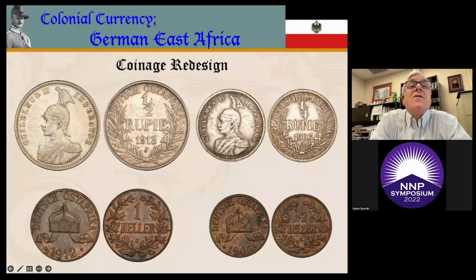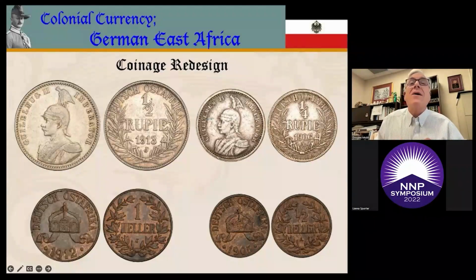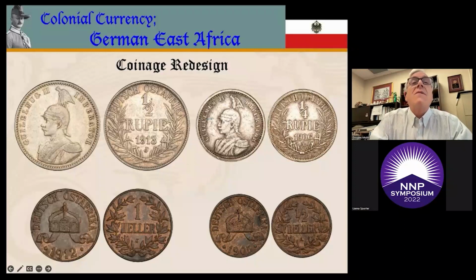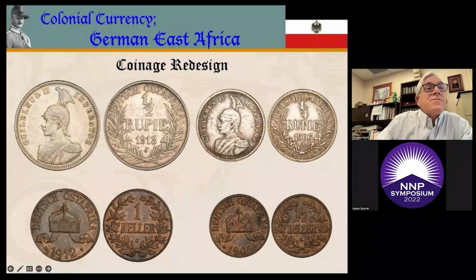New dies were cut for the reverses, consisting of the value, i.e. 1 rupee, in the center, surrounded by crossed palm fronds with Deutsche Ostafrika above and date with mint mark below. The bronze Heller denominations depicted the imperial crown at the center with Deutsche Ostafrika above and date below on the obverse, and value surrounded by crossed laurel branches on the reverse. So you can see the examples of the different coins here.